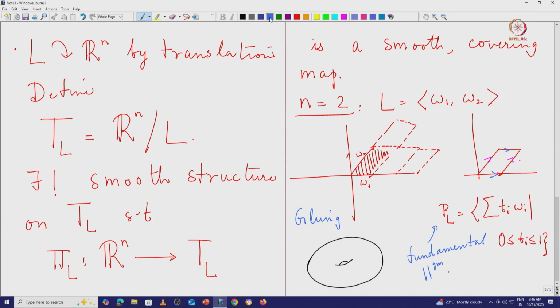Okay, where these blue edges are identified will give you a circle, and identifying these pink edges will give you another circle, right? Okay, so this is basically your torus T_L. So this T_L is called a torus.